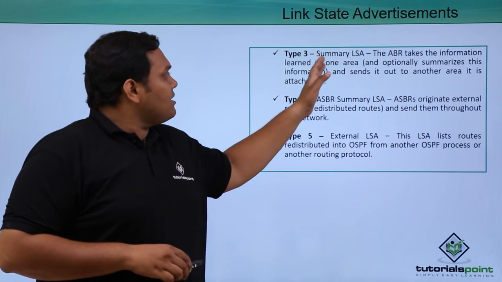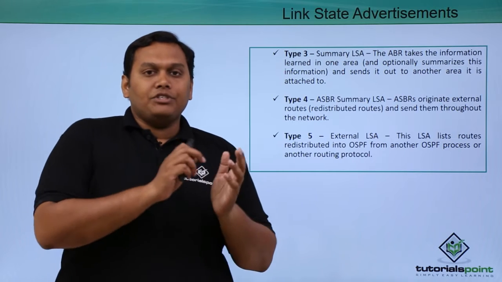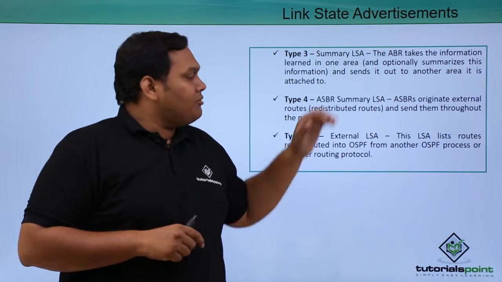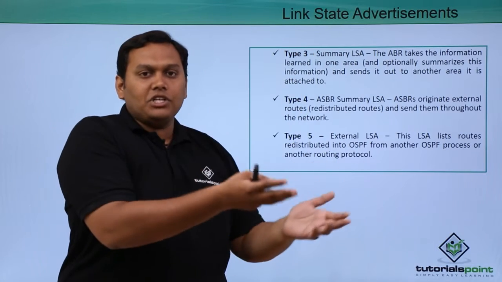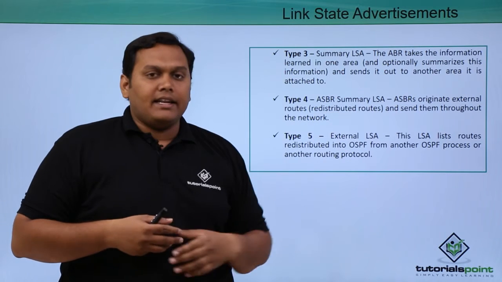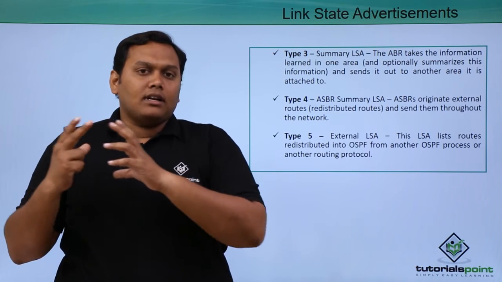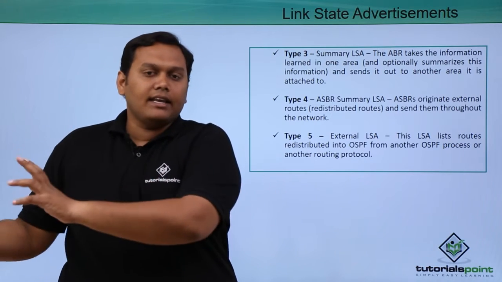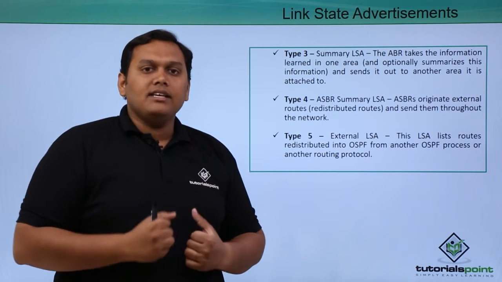Coming to the third one, which is summary LSA. The ABR, which is the area border router, takes the information learned from one area and will summarize it optionally and send it out to another area. So this border router will take the information of one area and send it out to the other area, and optionally it will summarize the information.